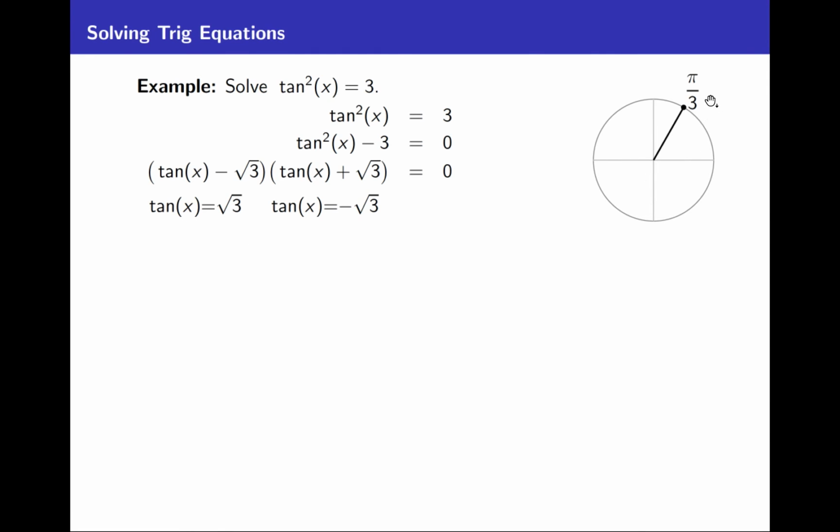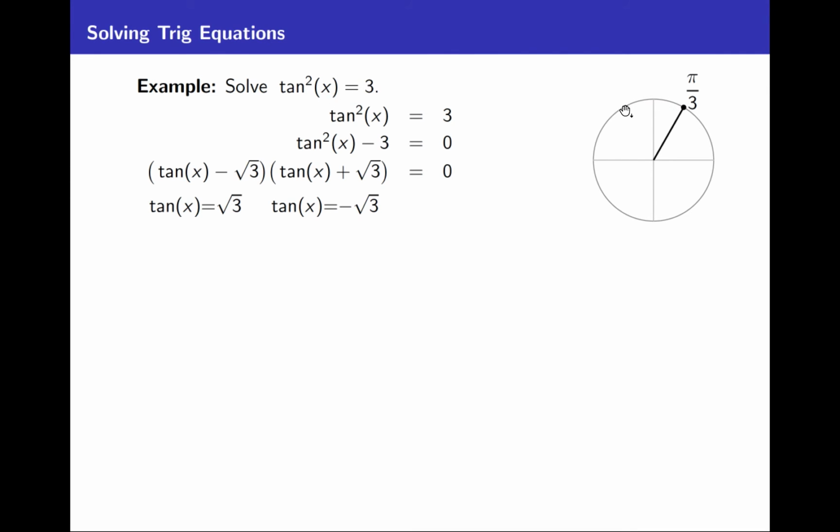And one of those is pi over 3. If you work out tangent of pi over 3, you'll find that that's equal to square root of 3. So pi over 3 would be a value of x that makes tangent of that equal square root of 3. So that's going to be a solution to this equation.